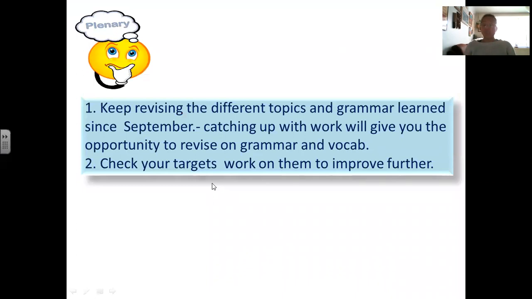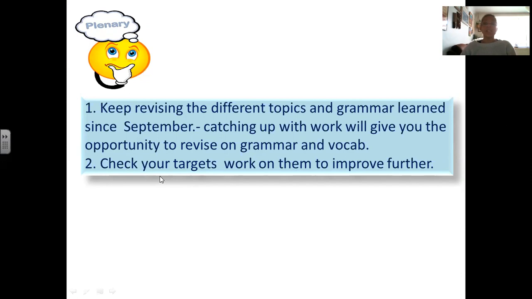And if you have managed to do everything, then keep revising the different topics and grammar learned in September throughout the week. Catching up with work will give you the opportunity to revise on grammar and vocab. So if there are any activities that you haven't completed in other lessons, please go back to them. They are all on YouTube and you can always access them. And it's a very good tool and resource for revision, okay? You can go back to this lesson as well in order to do revision.